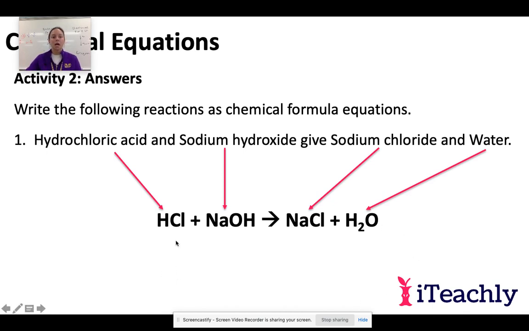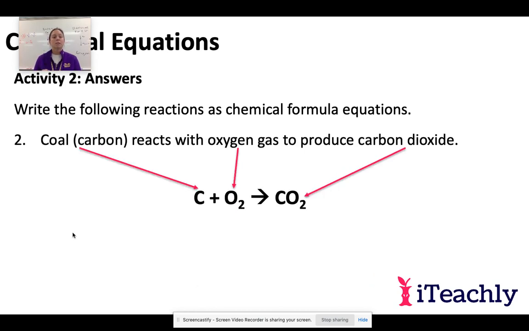Notice, a lot simpler to write. Shorthand, there's a lot of writing going on here. So this is just the chemist's shorthand. They're lazy. They don't want to write it all out. So they write it in shorthand. So let's look at the other one.